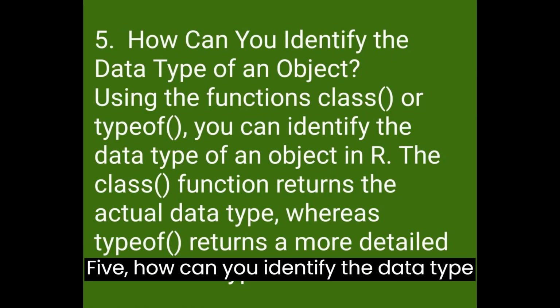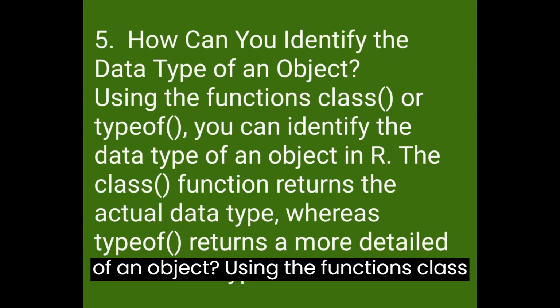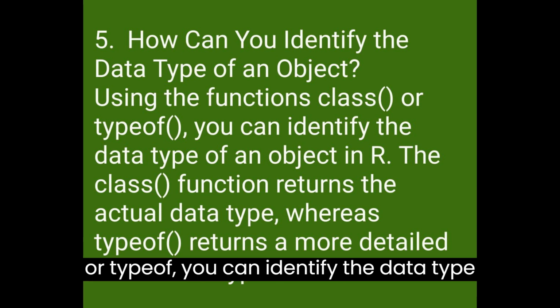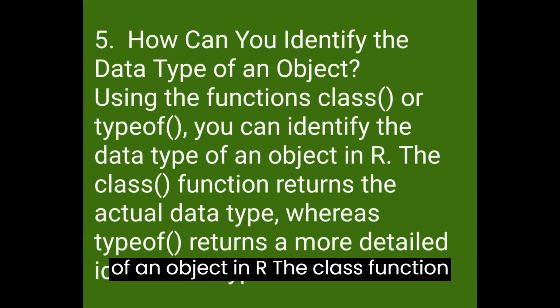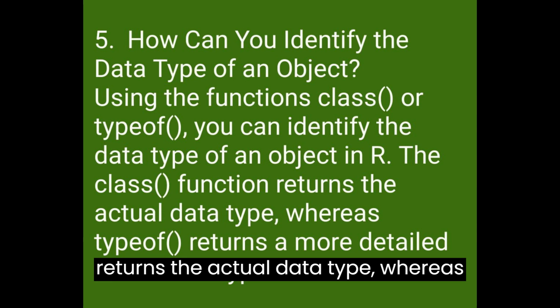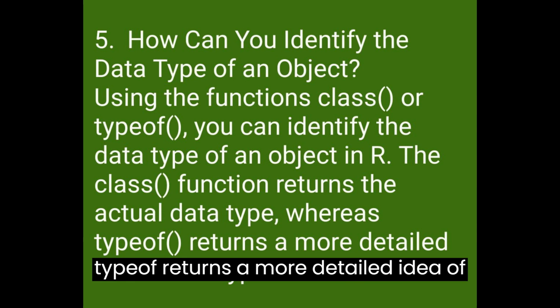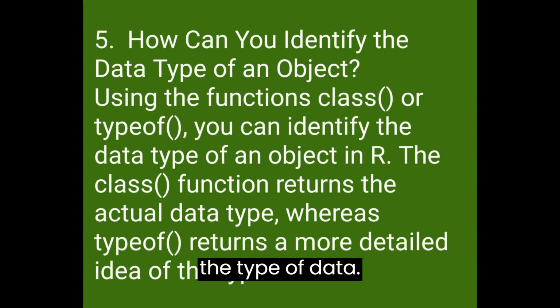5. How can you identify the data type of an object? Using the functions class or typeof, you can identify the data type of an object in R. The class function returns the actual data type, whereas typeof returns a more detailed idea of the type of data.